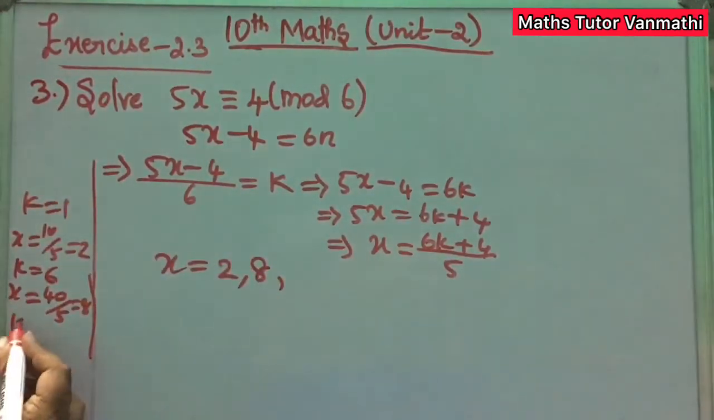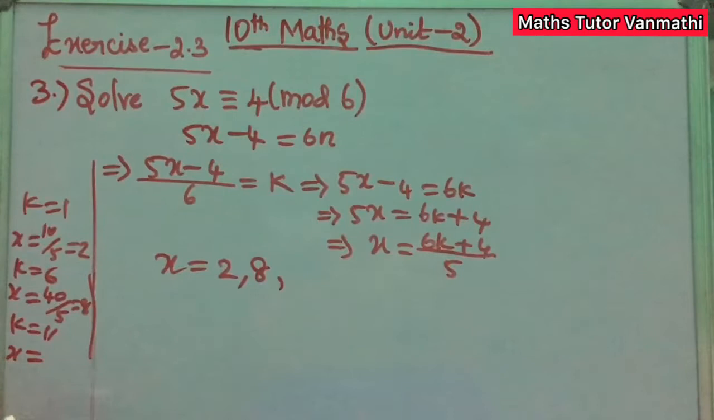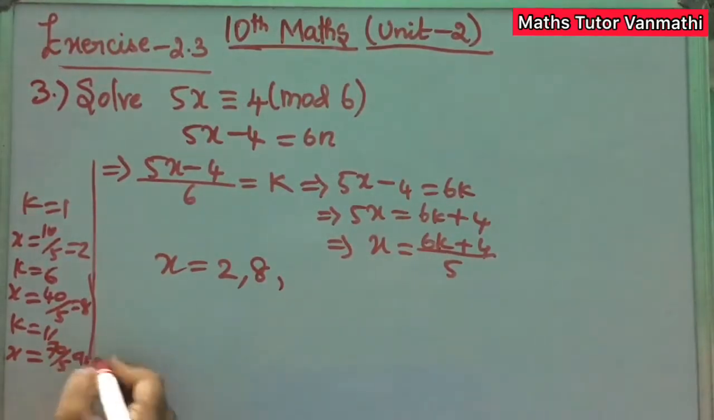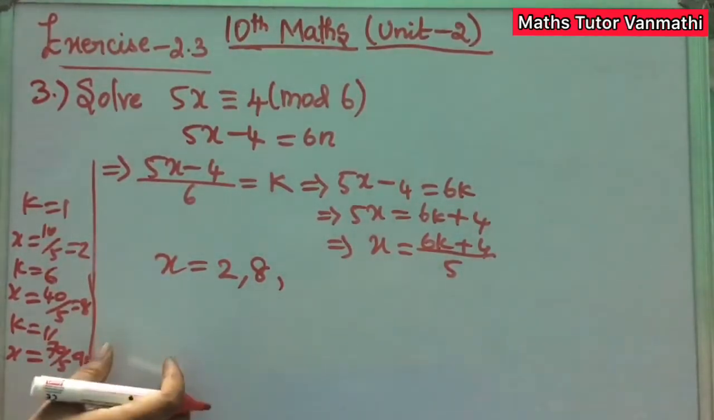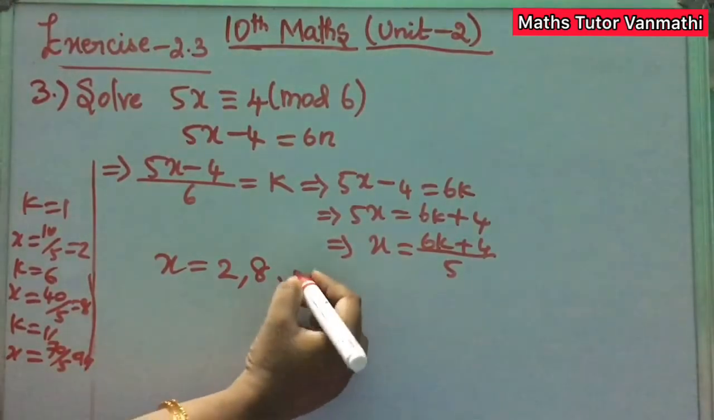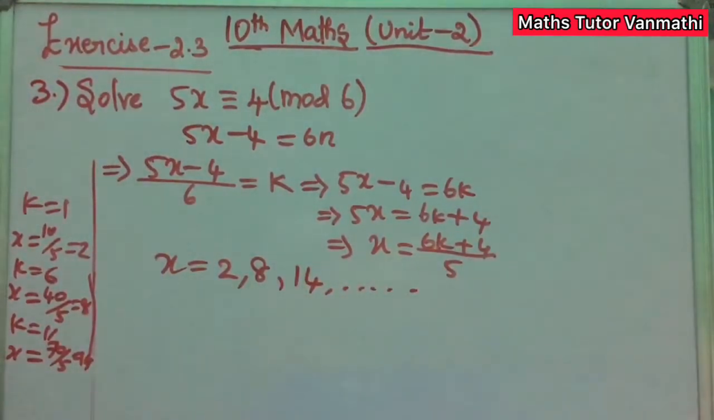Next, giving k is equal to 11. Okay, what you will get? X is equal to 6 11s are 66. 66 plus 4, 70. 70 divided by 5. 5 1s are 5, 5 4s are 20. Your answer is x is equal to 14. Like this you will get the values.